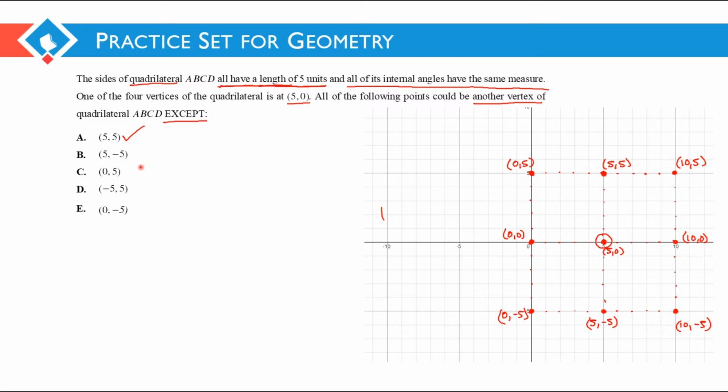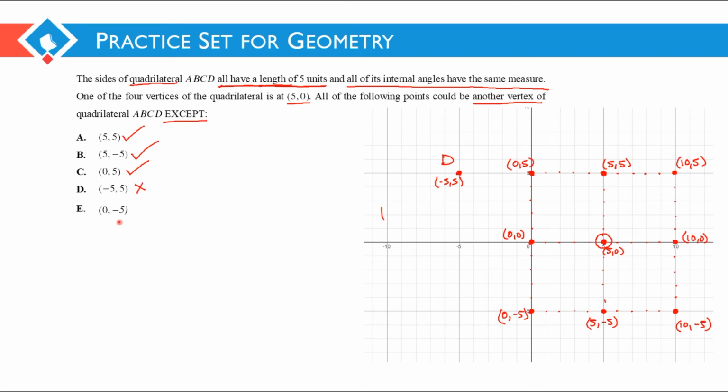Does (5, -5) check out? Yep, that also could be a vertex of our quadrilateral. That's also possible. Could it be (0, 5)? Yes, that one also checks out. Can it be (-5, 5)? So (-5, 5) is right here. This right here is letter D. And this one actually does not check out.